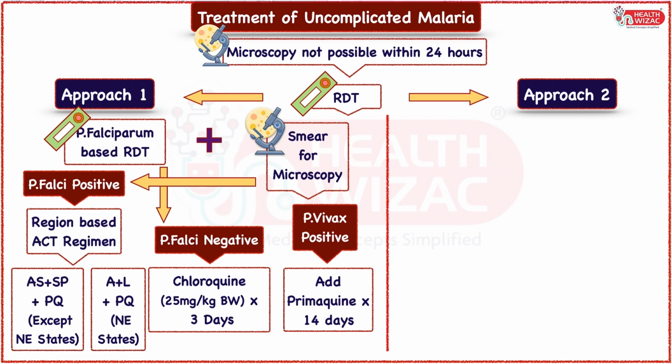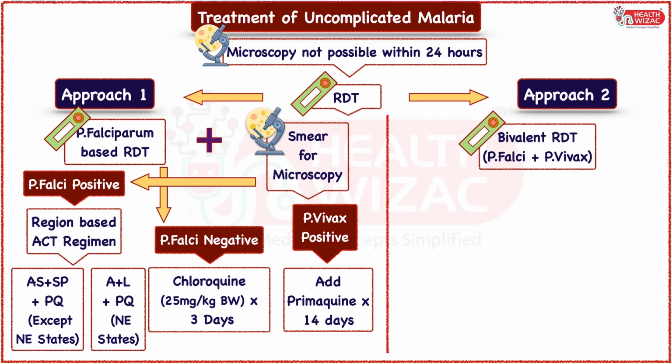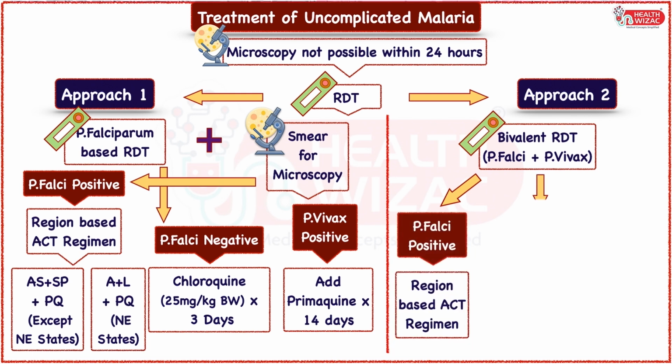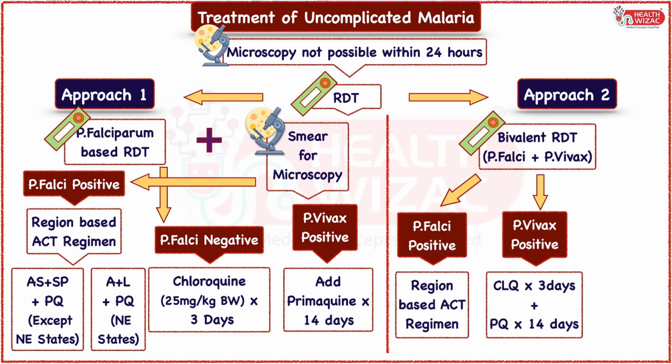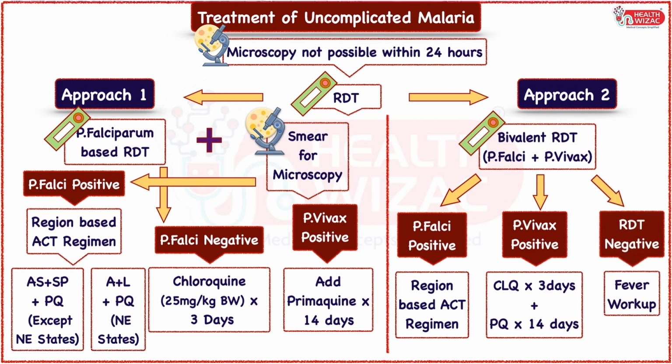In approach 2, bivalent rapid diagnostic kits are used. If the bivalent RDTs are positive, then according to the species found, that is P. vivax or P. falciparum, treatment should be given as per the regimen and guidelines suggested. On the other hand, if the bivalent RDTs are negative, then further workup for fever is to be done.